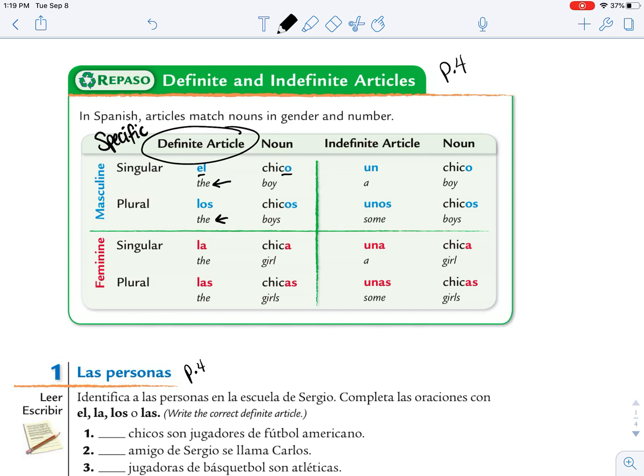All right, same thing with the feminine. We have la and las. La chica, the girl, and las chicas, the girls.